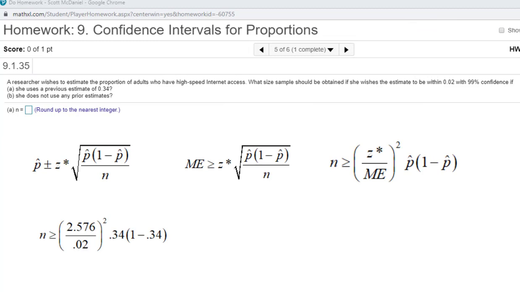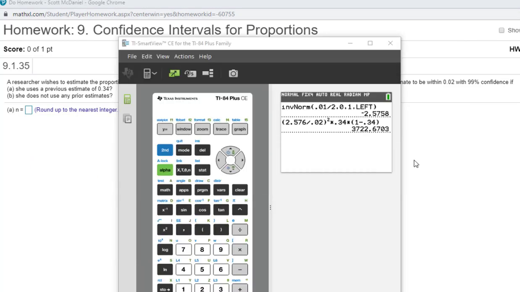And then our ME, the margin of error, says within 0.02. So that's our ME. And then it says if we're going to use our previous estimate, that's what p hat is. So it's going to be 0.34 times 1 minus 0.34. Okay, so I put all this in the calculator, and I got 3,722.67. So we always round up. Even if that were like 0.2, we want to round up to the next one. So 3,723.